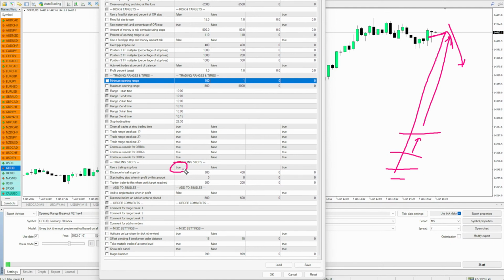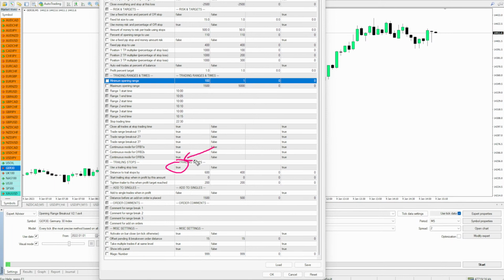If you turn that off, obviously you need to make sure you're using a TP, because otherwise it's just going to take a trade and it will either close it at end of day, which is again another good strategy, or it will close out your TP. So trading stops, all the strategies I use a trading stop.